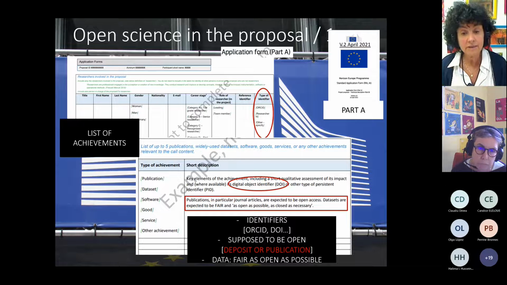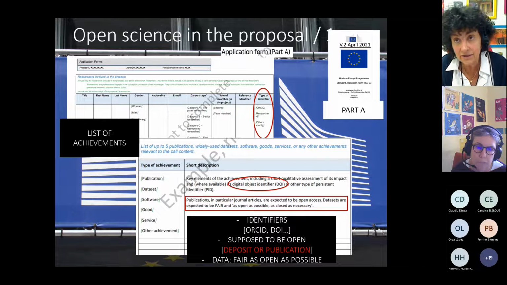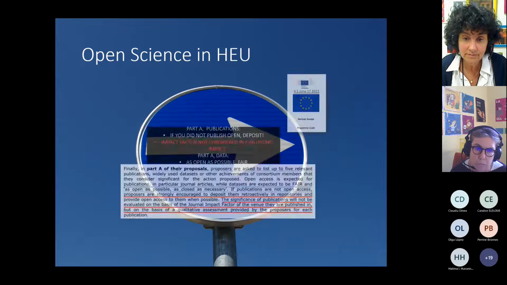And every achievement is supposed to have a digital object identifier, okay? So particularly dataset, but any achievement should have a DOI. And even you as a researcher should have your ORCID ID. So that's part A of the proposal.